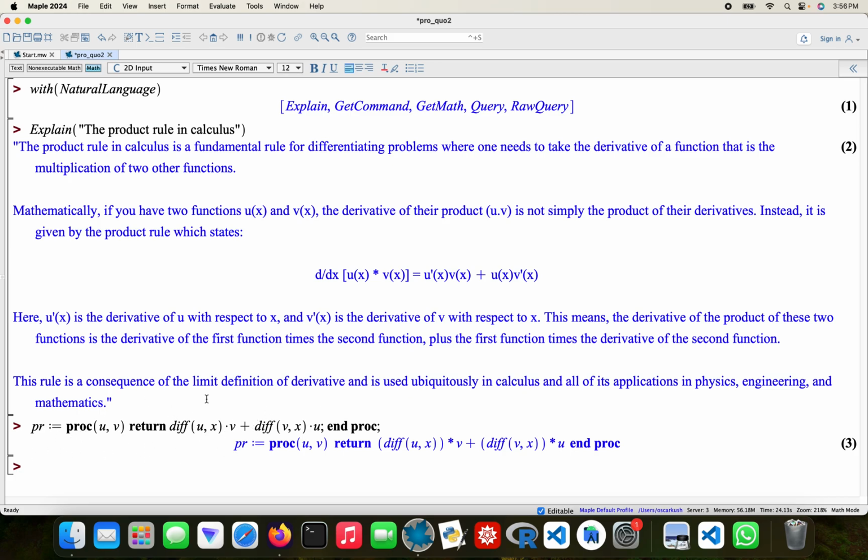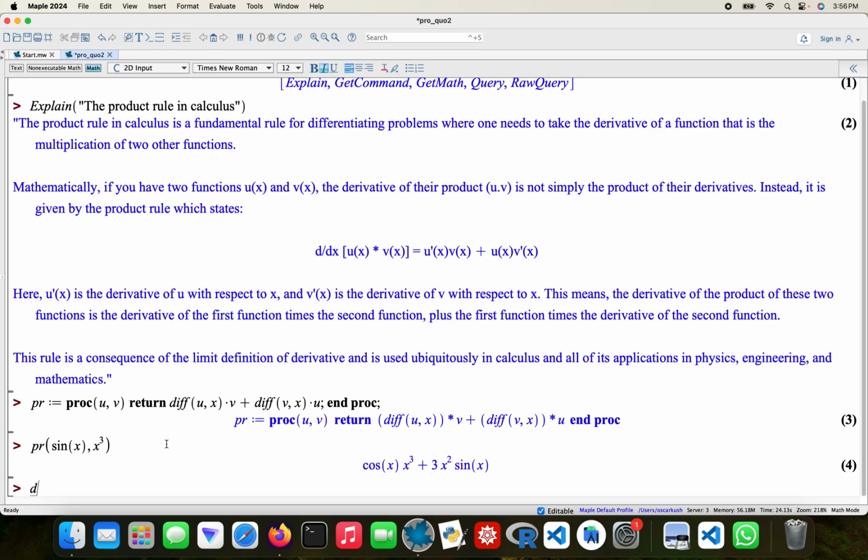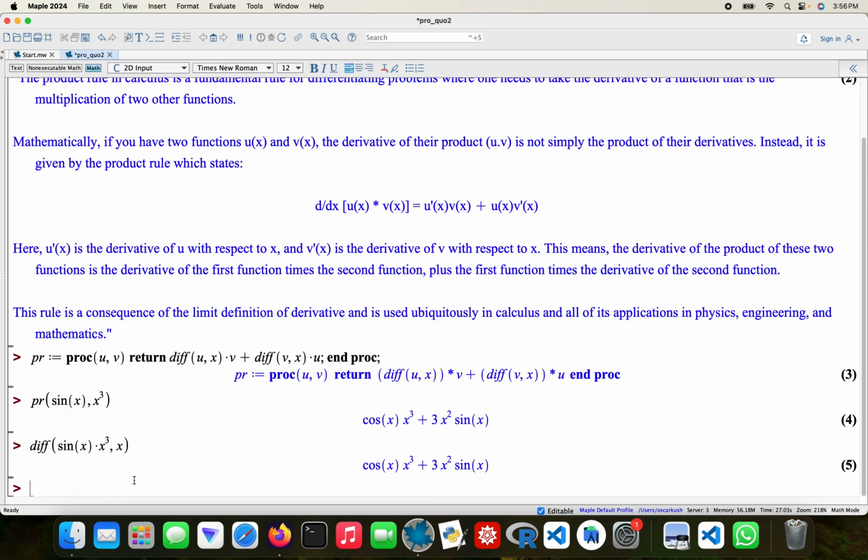Okay, so my first example. I'm going to use PR with sine x and x cubed. Let's see. There we are. I can also type in the differentials, like diff, and then sine x times x cubed with respect to x. So there we are.